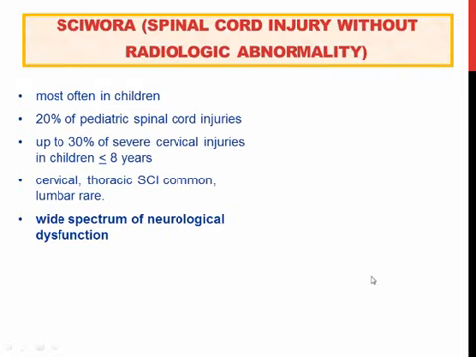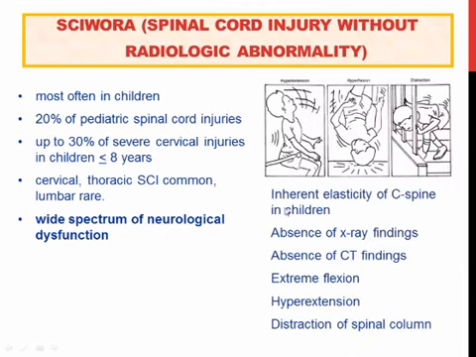the transverse scans. SCIWORA is most often encountered in children, the etiology being increased elasticity of the cervical spine. It's usually at that area and less commonly in the thoracic area, and can present with a wide spectrum of neurological dysfunction ranging from complete transection to minor cord concussion.